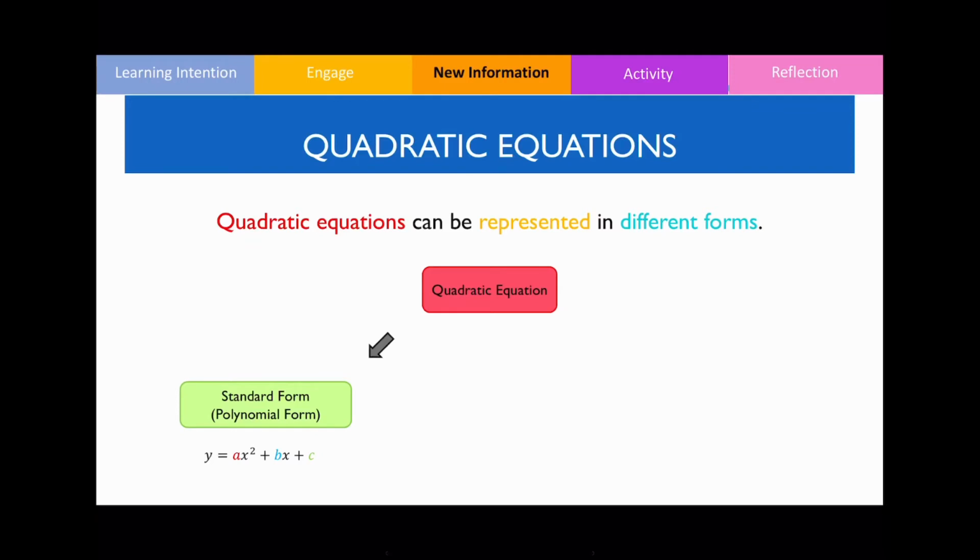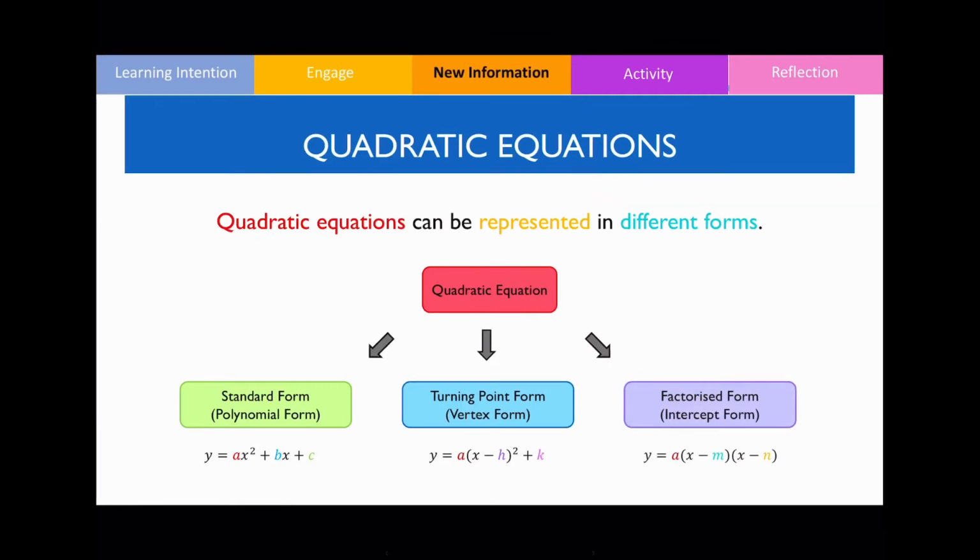Another way of representing a quadratic equation is by representing it in the turning point form, also referred to as the vertex form. And as given by its name, the main advantage when it's represented in this form is that it readily tells us what your turning point is going to be, and we'll look into that in further detail in the next lesson. And another way that you could also represent a quadratic equation is in the factorized form, also referred to as the intercept form. And the great advantage about this form is that it actually readily tells you what your x-intercepts are going to be. So based on this structure, you should be able to recognize the advantages and the different forms a quadratic equation can be represented in.